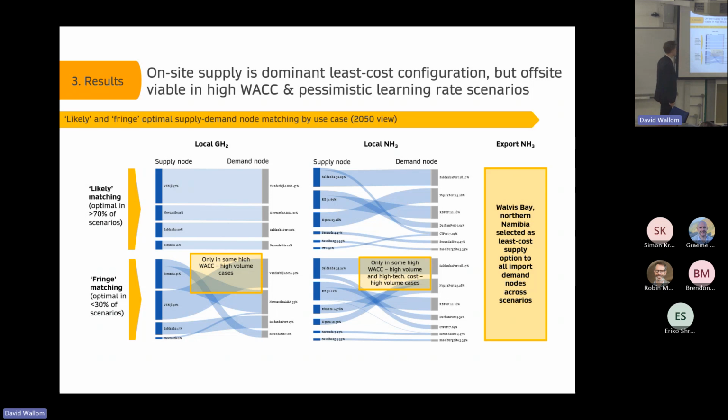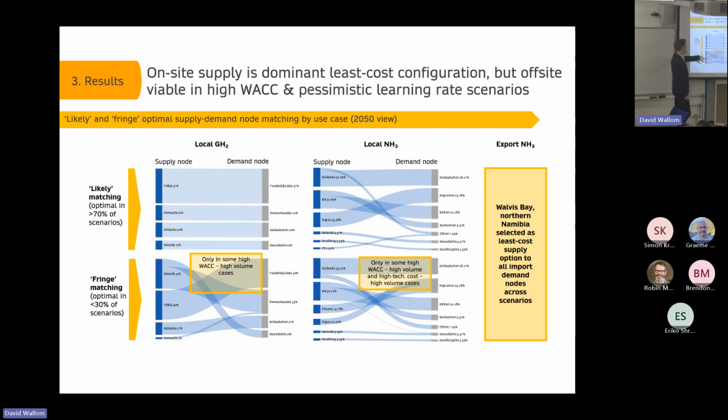So the actual results themselves. This here is basically a summary of how the supply and demand nodes were matched. And the key thing I want to point out here is that in over 70% of the scenarios, the on-site supply node is the one that matches demand. So in other words, the optimization says you should, in most cases, just put your green hydrogen or green ammonia plant right where you're going to be using it. So right next to the steel facility or right next to the fertilizer production facility.